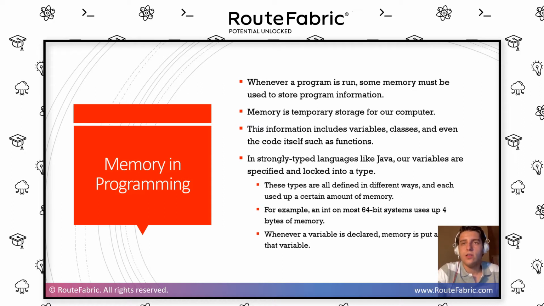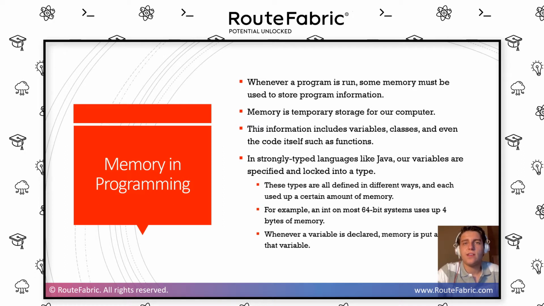In a strongly typed language like Java, our variables are specified and locked into a type. We already talked about this. Whenever you declare a variable, you need to make sure you specify what type it is. Java doesn't allow you to just create a generic variable unless you're creating a generic class or something like that. But whenever we declare a variable, we need to specify its type. So why is that important? Why do we need to specify a type?